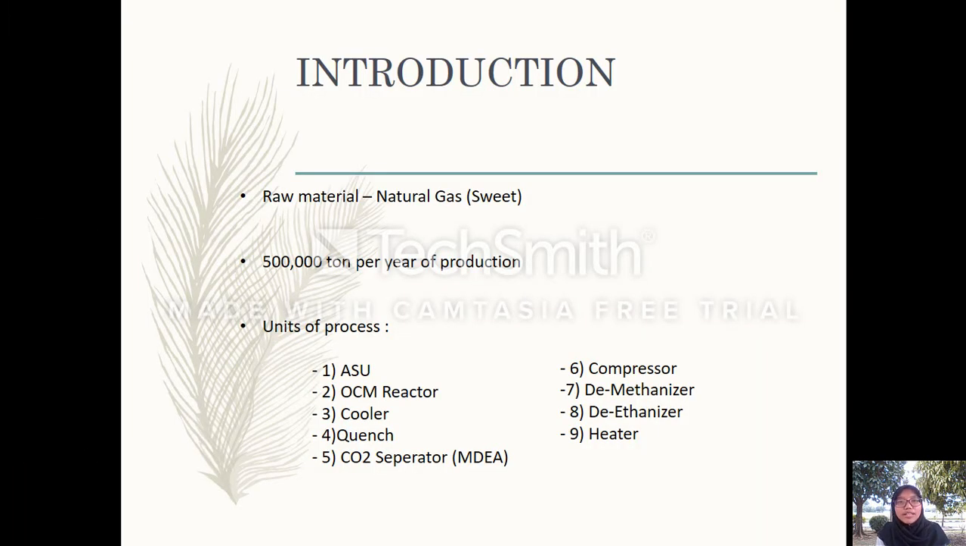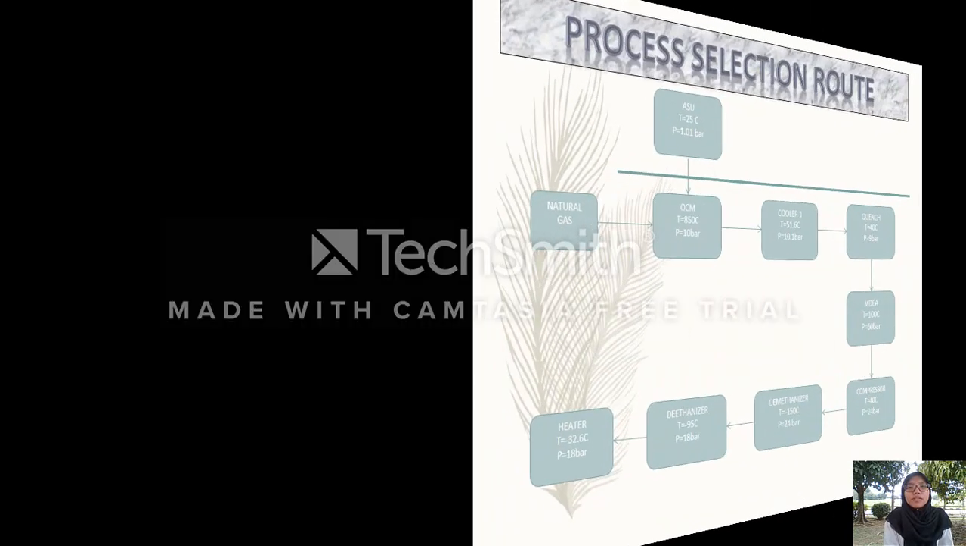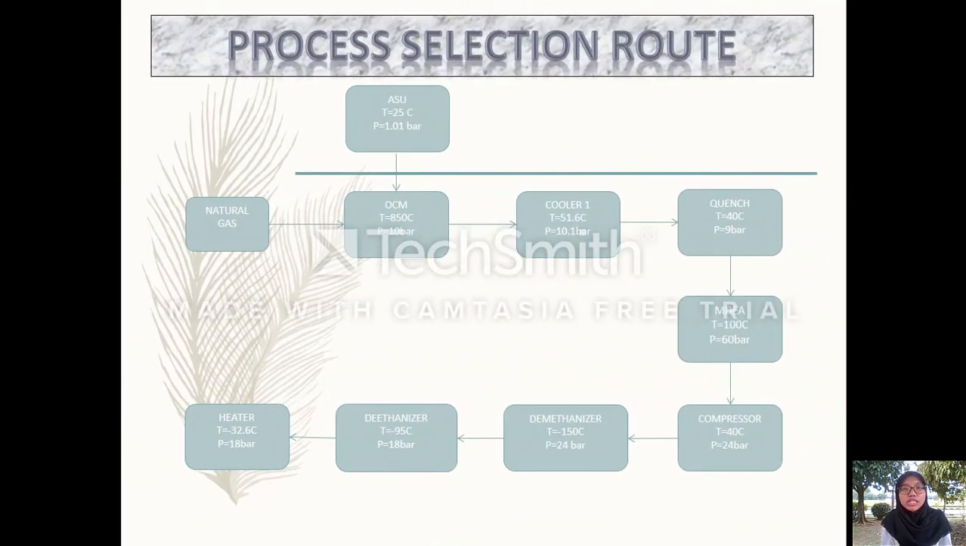For the introduction, the raw material that we get for this project is sweet natural gas, and the task that we need to do is to produce 500,000 tons per year. In our project, the sequence of process units is first the air separation unit, second the OCM reactor, then the cooler, quench, CO2 separator, then the compressor, followed by the demethanizer, deethanizer, and lastly the heater. Roughly this is our BFD, which is the process selection route. We start with the OCM and ASU units and end with the heater unit.